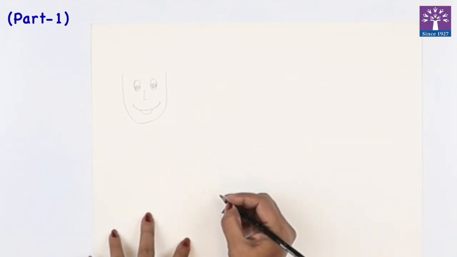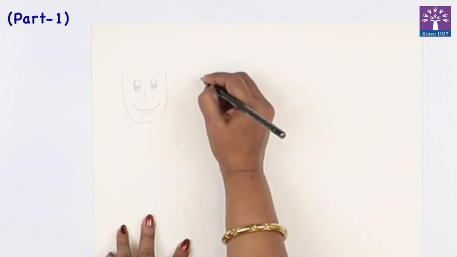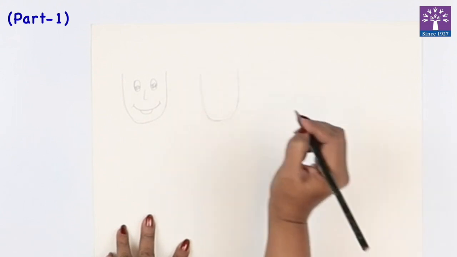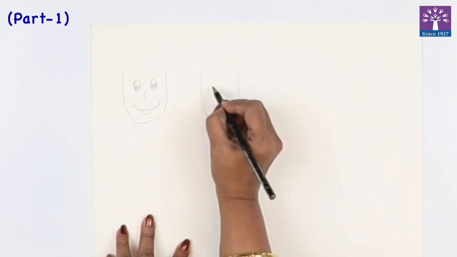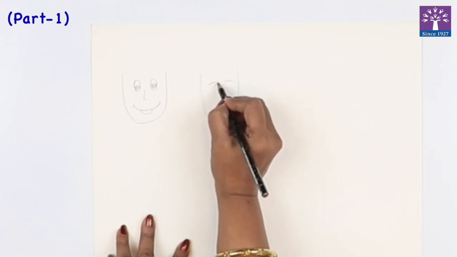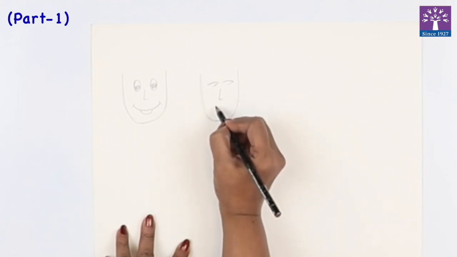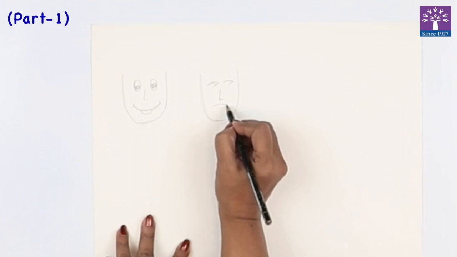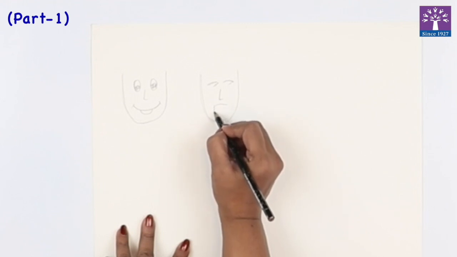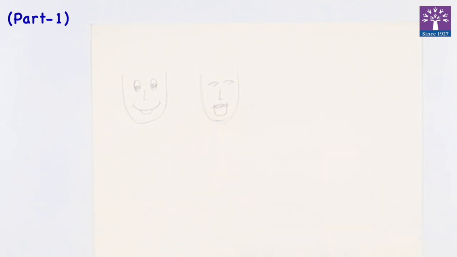Let's try another expression. You're laughing. Again a big letter U. When you're laughing loudly, you close your eyes. L for the nose. When you laugh, you open your mouth. And your teeth are seen. See? This is a laughing face.